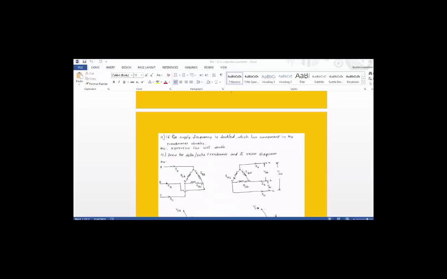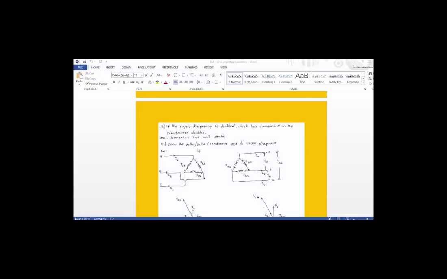Next, 11th question. If the supply frequency is doubled, which loss component in the transformer doubles? Hysteresis loss is directly proportional to the frequency. So hysteresis loss will become double with doubling of frequency.